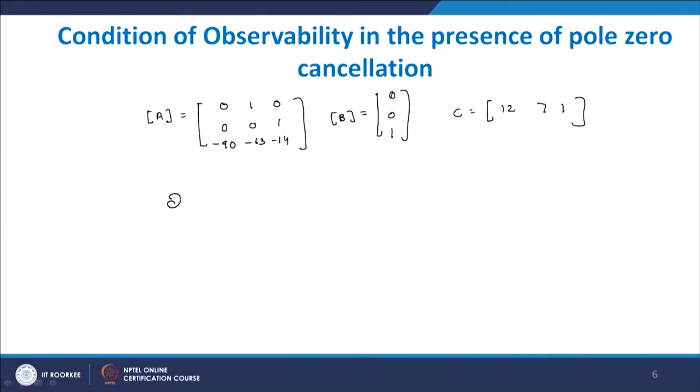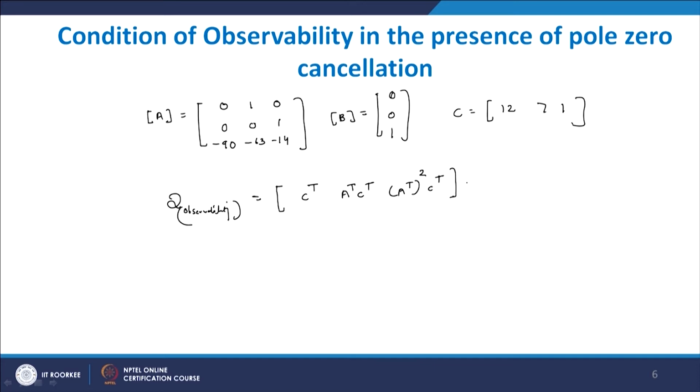Now we have to check the observability of the system. How do you check the observability? For the observability matrix Q, we form C transpose, A transpose C transpose, A transpose squared C transpose.